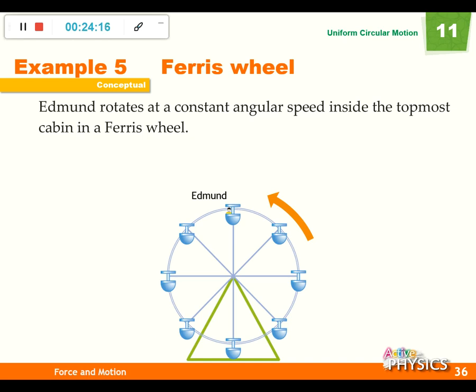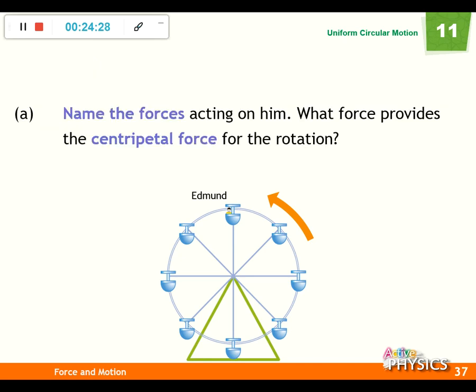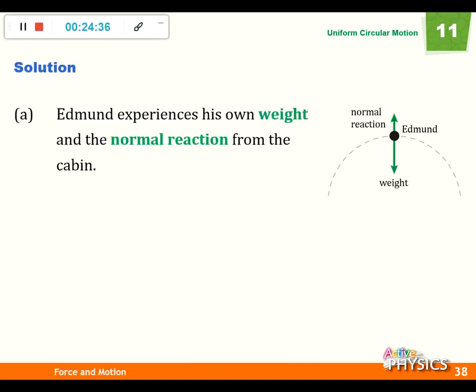Okay, example 5, ferris wheel. In this case, what will happen? We have a constant angular speed omega in a vertical circle like that. Name the forces acting on them. What force provides the centripetal force? Of course, in this case, you should draw the free-body diagram. The forces acting on it are the normal reaction and, at the same time, the weight.